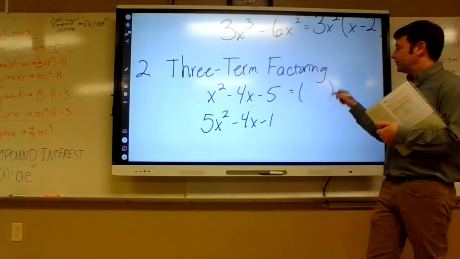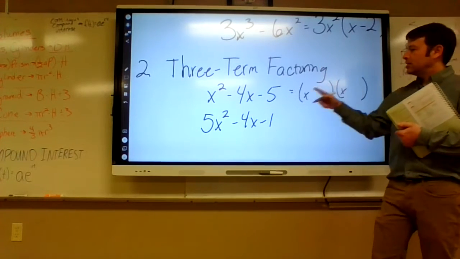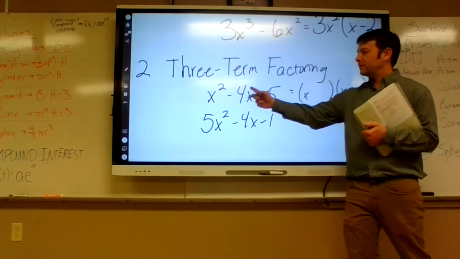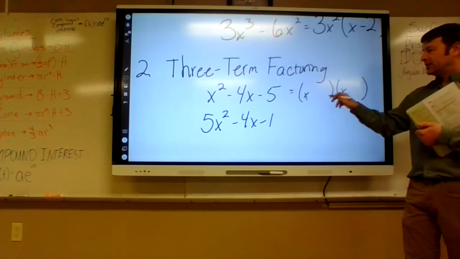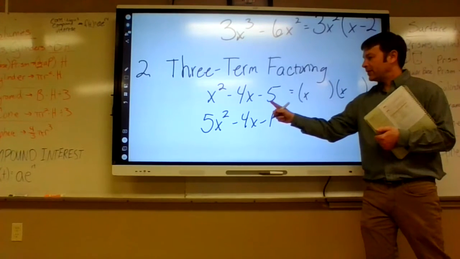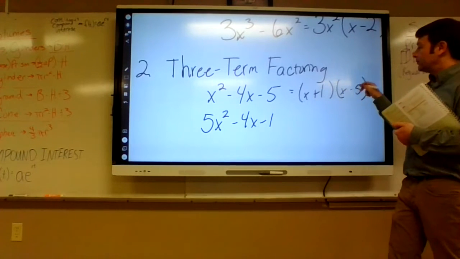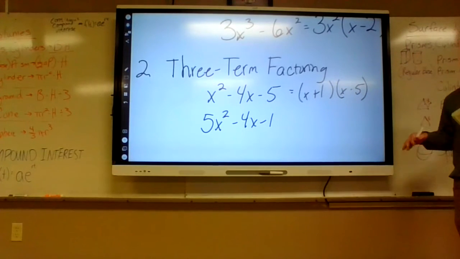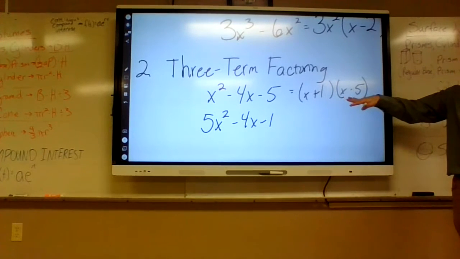So on the simpler version, it was what goes into x squared, x times x. What goes into negative 5 that adds up to negative 4? 1 and negative 5, right? Multiply to negative 5, add up to negative 4. Yep. Okay, I think that was Friday, right before the break. We graded it on Monday.